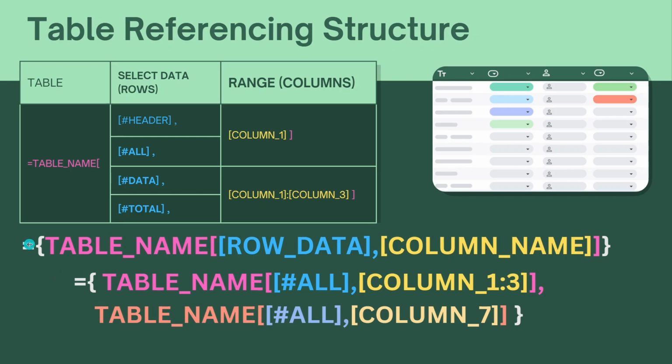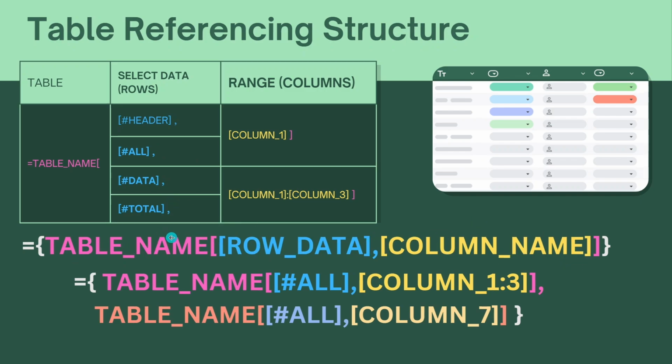But again, that's just to make it an array, versus if you just did this without those brackets, you would just get the top, which in this case would be the header if you select header. In this, it's the table row, the row data, again, which ones you want. So header, all, data, total, and then the column name.